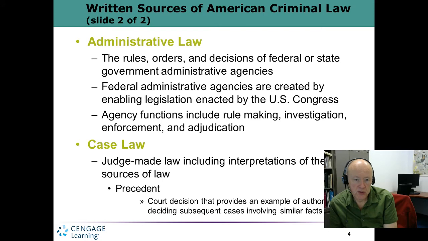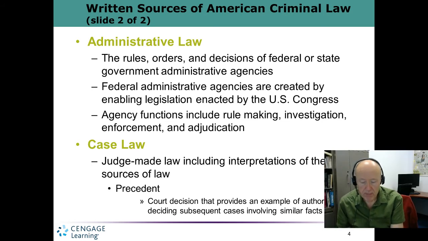The final written source of American law, and arguably one of the most important, if not the most important, is case law. Any of the constitutional rules or constitutional parts of different constitutions and any part of the statutes by themselves have to be interpreted.